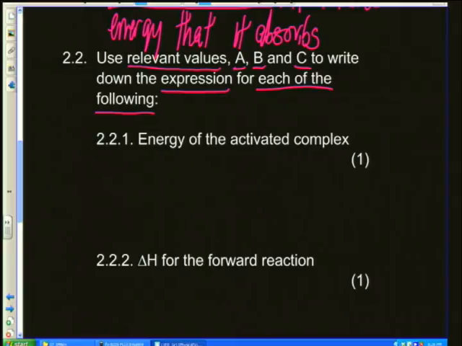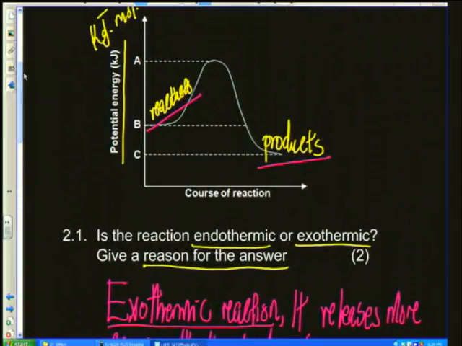2.2.1, energy of the activated complex. Now let's look at that graph again. So the energy of the activated complex, learners, is up there. That's where we have the energy of the activated complex. Now, what is an activated complex? That's a high energy unstable substance which is formed between the reactants and the products. High energy, it doesn't live for long. So the energy that it has is represented in there.